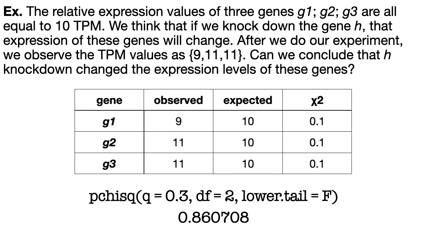And we see that the probability of observing this value, just by chance of drawing from the chi-squared distribution, is 86%. So we cannot conclude that the knockdown of H changed the expression levels of the G's. It could have easily happened by chance.